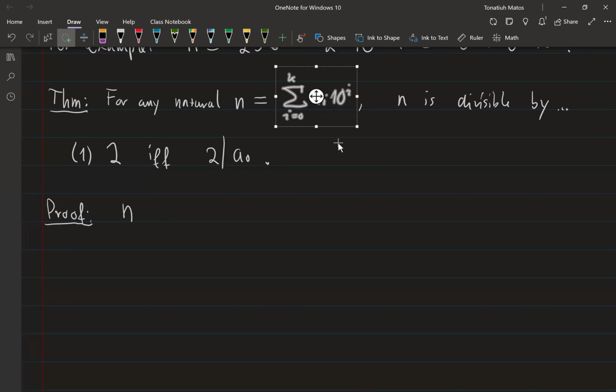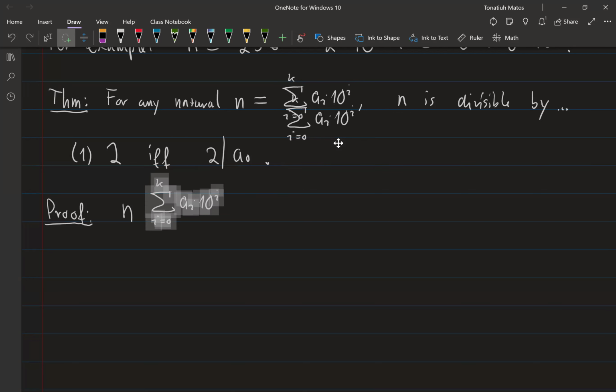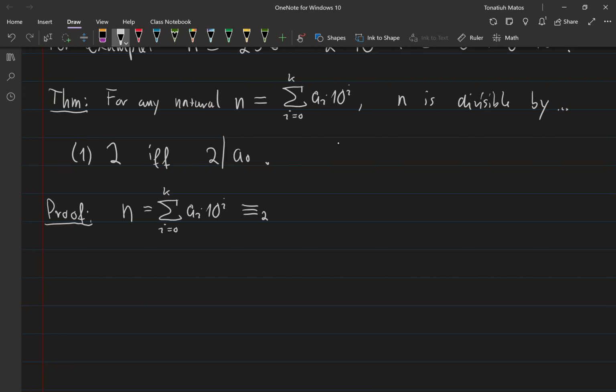So this, which is the decimal representation that we found for our number n, this is the thing we're actually reducing mod 2, right? And you know that congruence classes form a ring. That means they behave nicely with addition and multiplication. This is basically the fact that these operations are well defined for the equivalence classes of congruences.